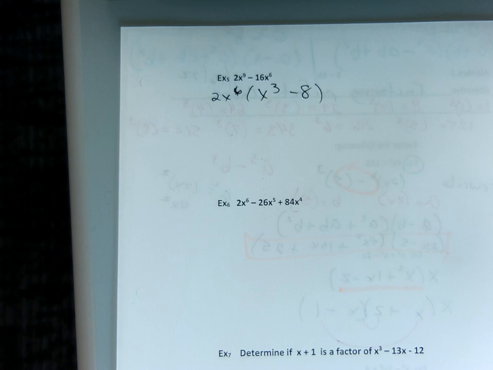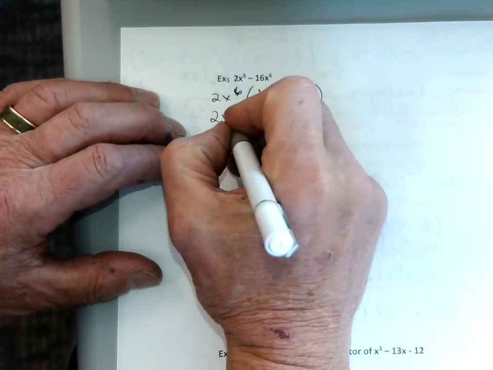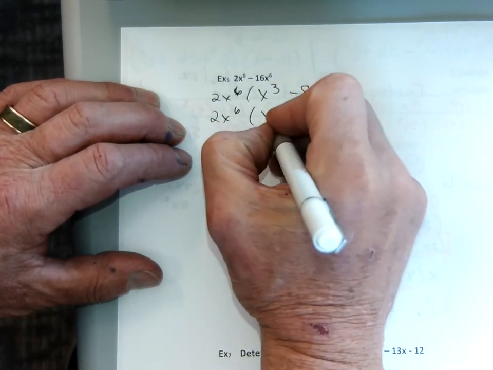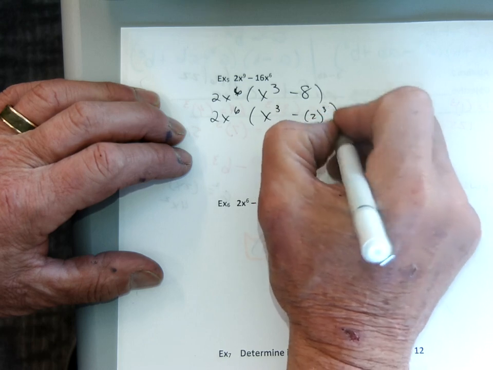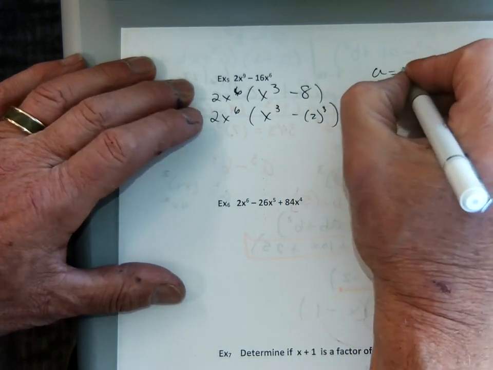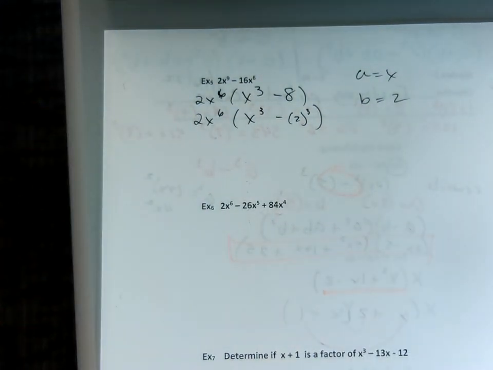We can do this now. We can because we have an x cubed and we have a 2 cubed. Okay? So let me rewrite it. It really could look like this: x cubed minus 2 cubed, so that a would be x and b would be 2, right? It's a cubed minus b cubed.